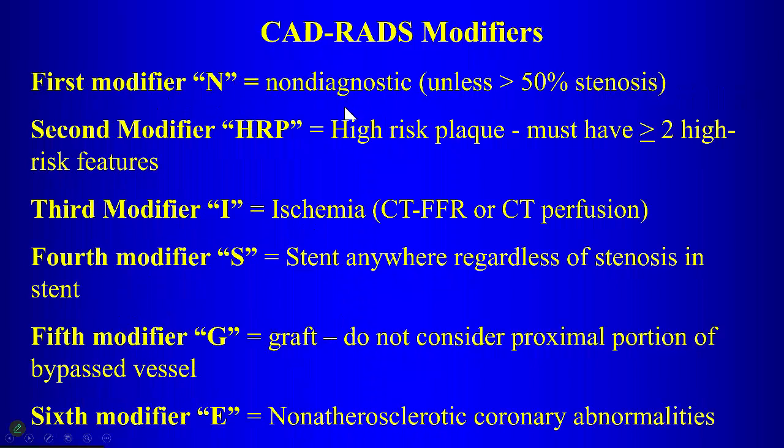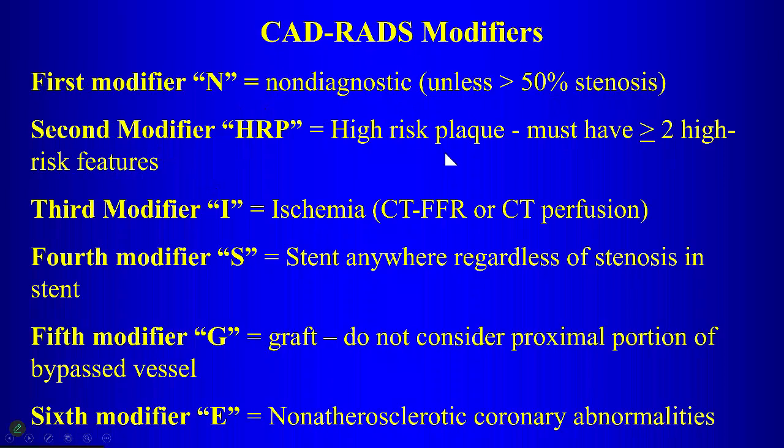So if there's motion and you can't evaluate a particular vessel to the degree that you'd like to, then that's N, that's a non-diagnostic study. Unless there's a stenosis somewhere else greater than 50%. So let's say there's a 70% stenosis in the LAD and you have motion in the RCA, you would not grade the whole study as non-diagnostic. You would score it based on your most severe stenosis.